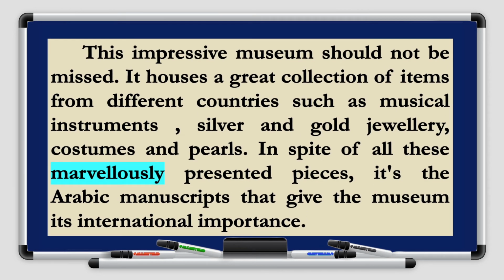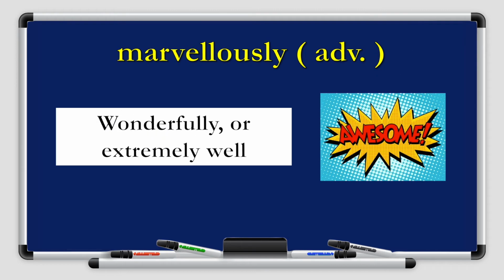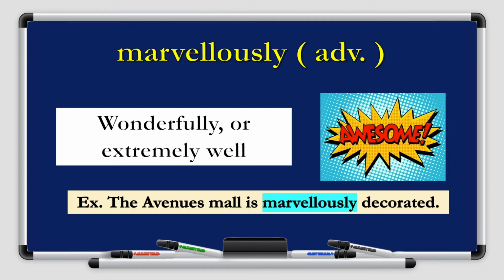This impressive museum should not be missed. It houses a great collection of items from different countries such as musical instruments, silver and gold jewelry, costumes and pearls. In spite of all these marvelously presented pieces, it's the Arabic manuscripts that give the museum its international importance. A new word for today is the word marvelously. Marvelously is an adverb which means wonderfully or extremely well. For example, the Avenues Mall is marvelously decorated.